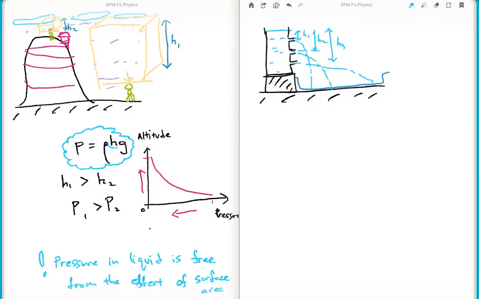For SPM, this is a diagram you should know, and many more others, because it's always the case that the height is important. In your reference there is an experiment to prove that, I want you to read on it. Also read on the application of pressure in liquid. How do you apply it? Construction of dams, things like that.